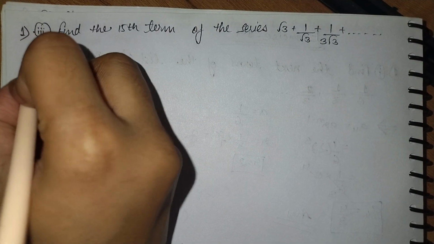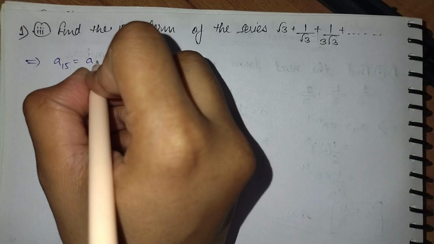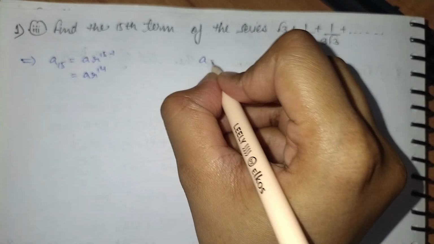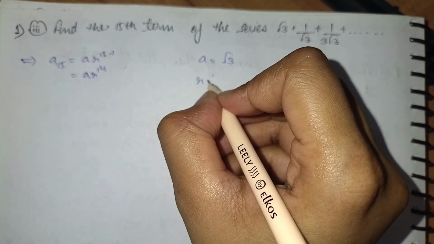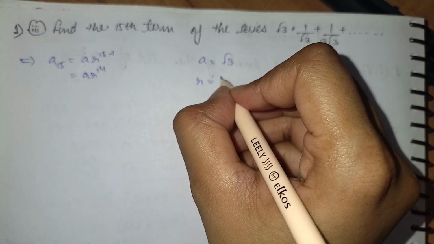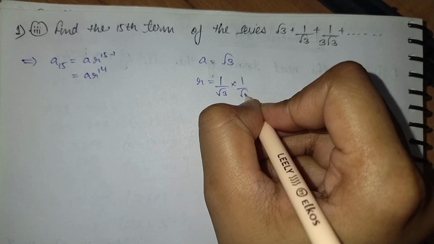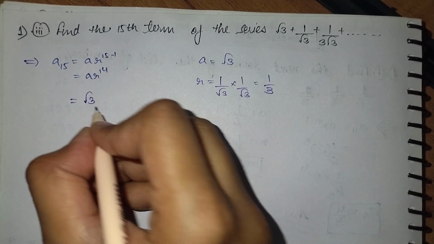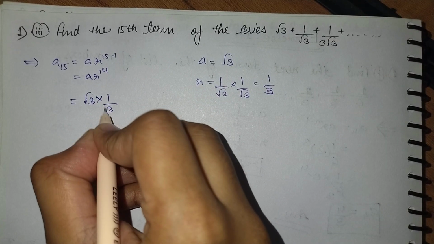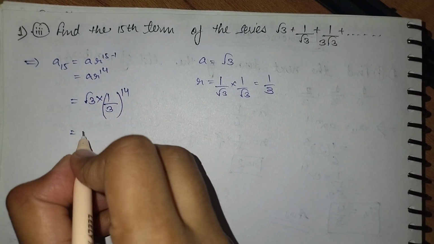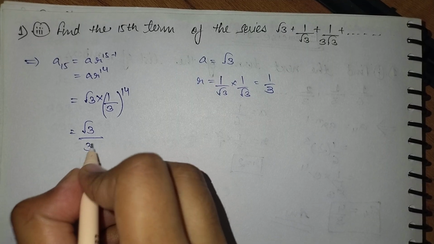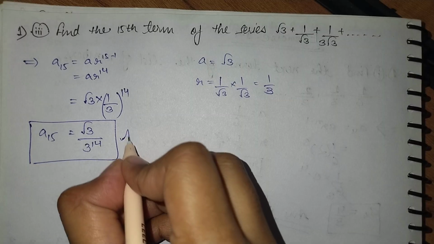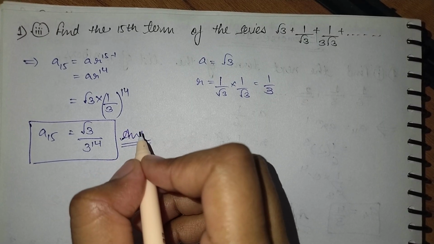Now let us solve question number 1 third part. We have to find the 15th term, which is A15 will become ar^(15-1), means ar^14, where the first term is root 3 and the common ratio is 1/root 3 multiplied by 1/root 3, which is 1/3 only. Putting these values here, we will get the first term is root 3 only and the common ratio is 1/3 to the power 14. So simply the final answer is root 3 divided by 3^14, the A15 term of this question, and this is the final answer of question number 1 third part.